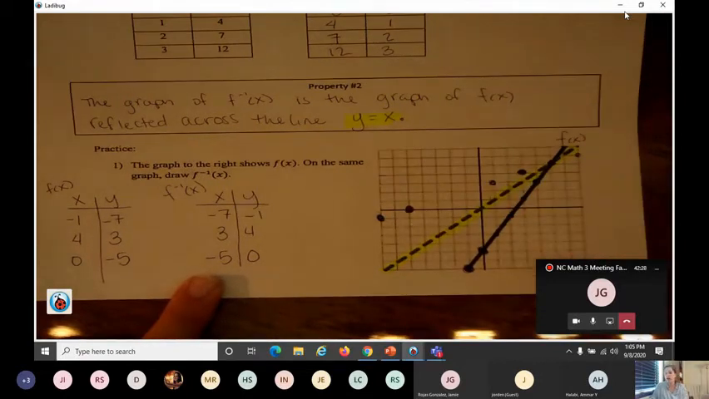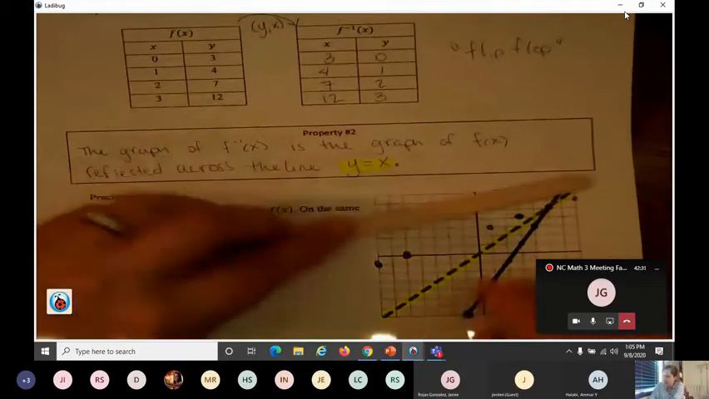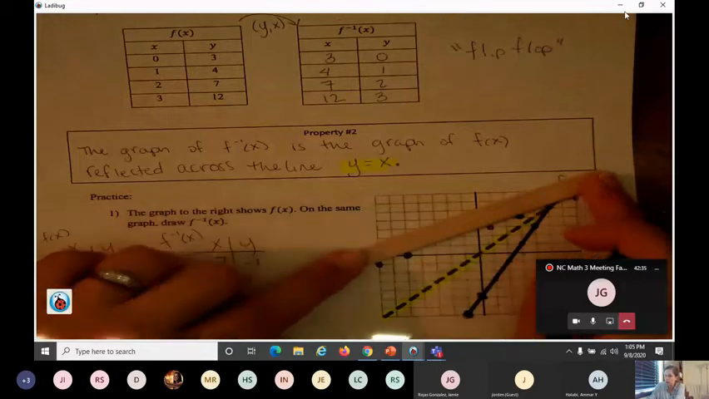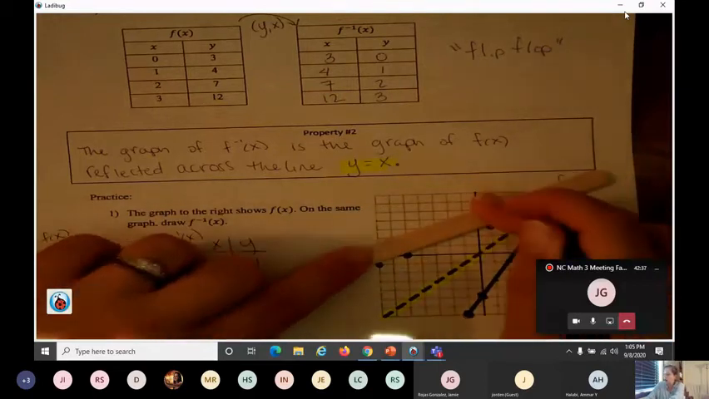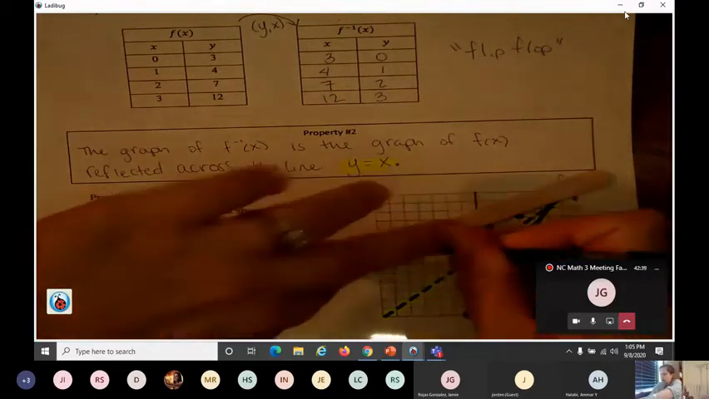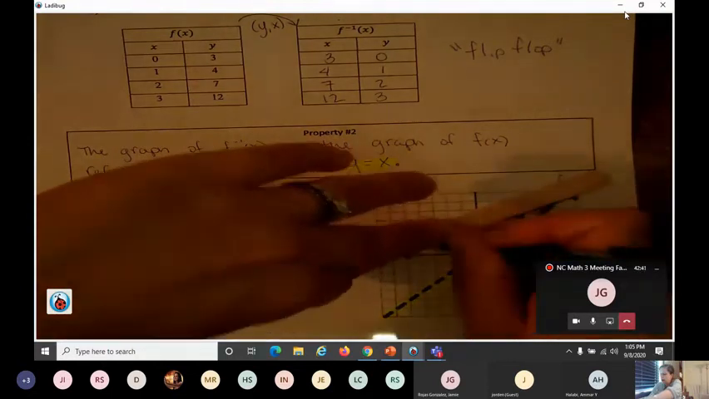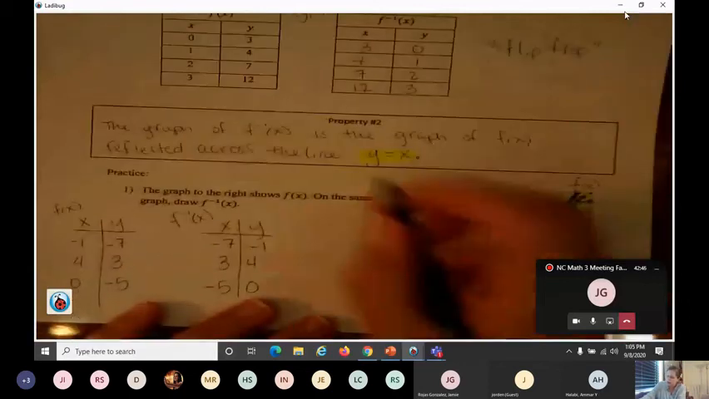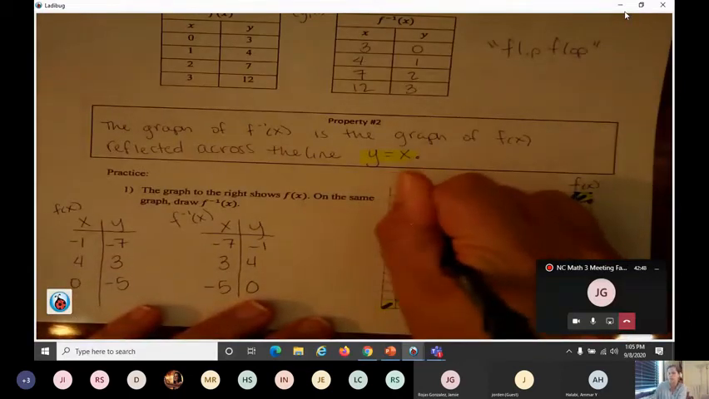So now I've drawn quite a few points. And I can take a straight edge, any straight edge you have. I just happen to have a popsicle stick nearby. And I can draw my line straight through all these points. And this line will be my f inverse of x.